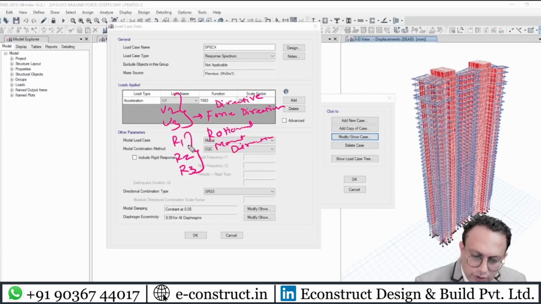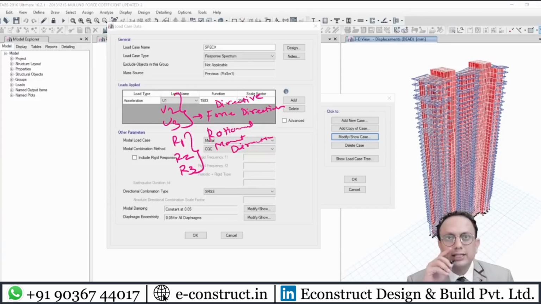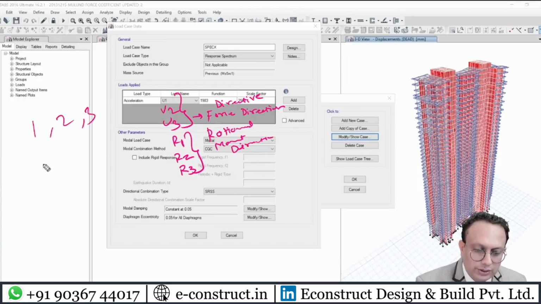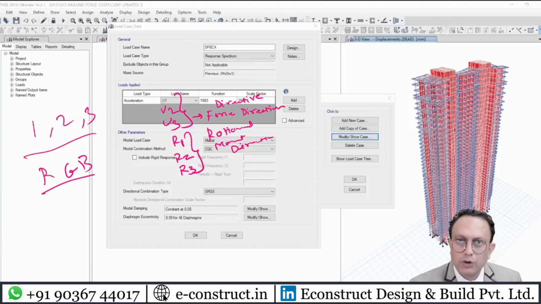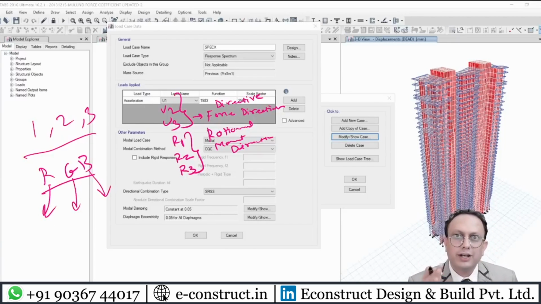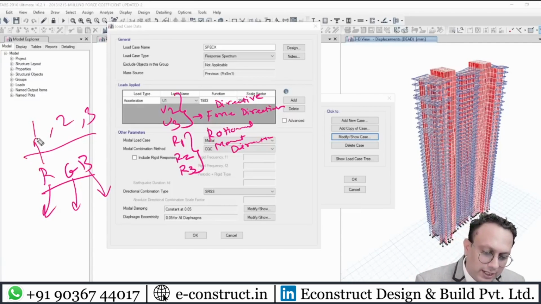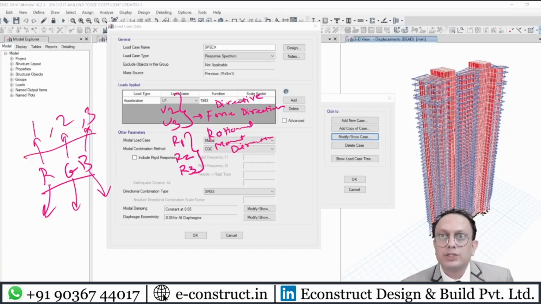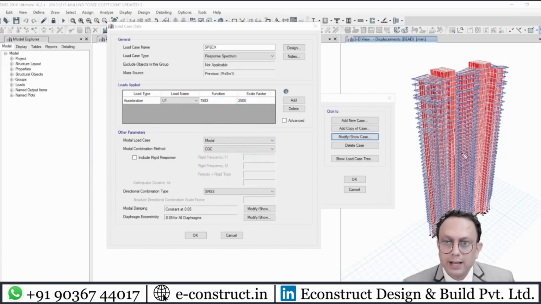In ETABS there is nothing called XYZ except the global axis coordinate system. We always deal with 1, 2, 3. That's why we generally give the basic formula, RGB, which is a mantra. R is the red color, G is the green color, B is the blue color. RGB, not RCB. Why? Because R represents number 1, G represents number 2, and B represents number 3. So based on that, you need to figure out what is happening to the structure.